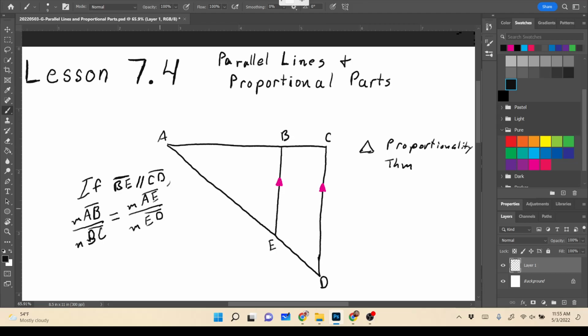So if those sides are parallel and they have an included angle, right? Included angle A, then their sides are proportional.